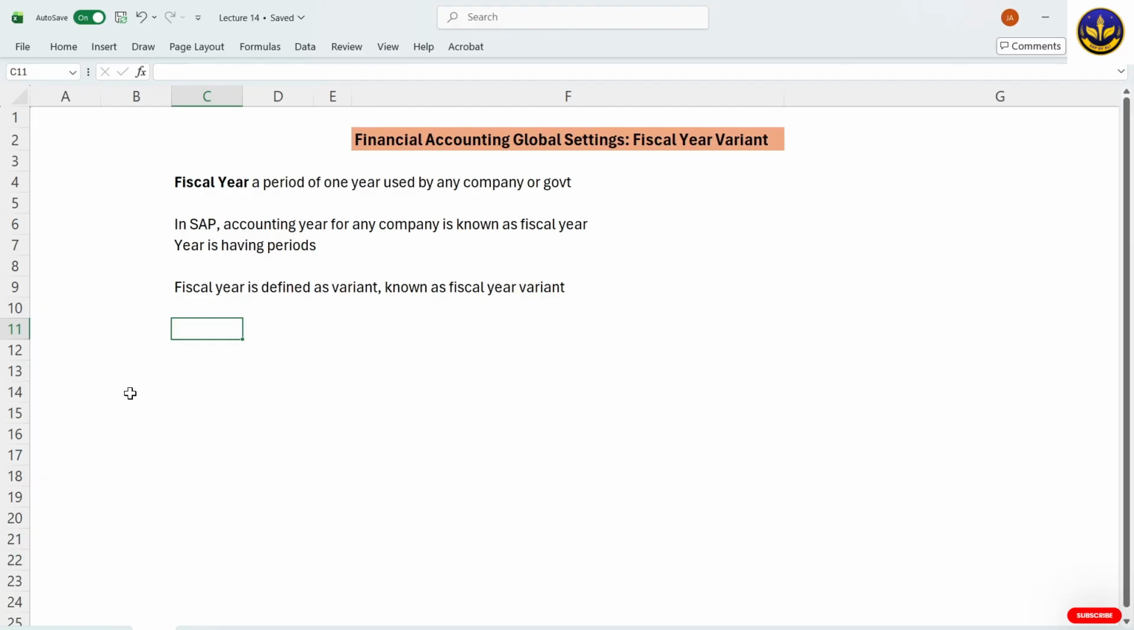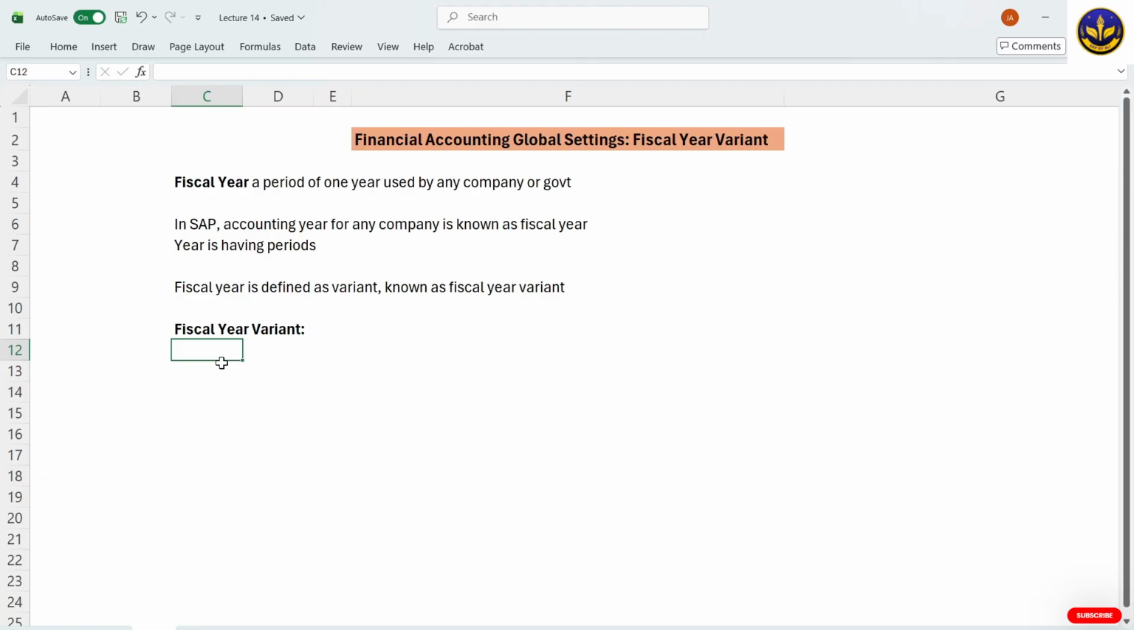Now the important thing comes up. What is this fiscal year variant? Up to here we have already seen that in SAP we define any year with the variant only, and that is the fiscal year variant. So what do we mean by the fiscal year variant and how is it defined? We are going to see the structure of this fiscal year variant.